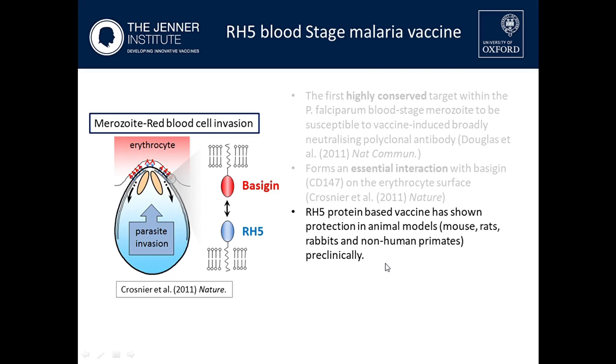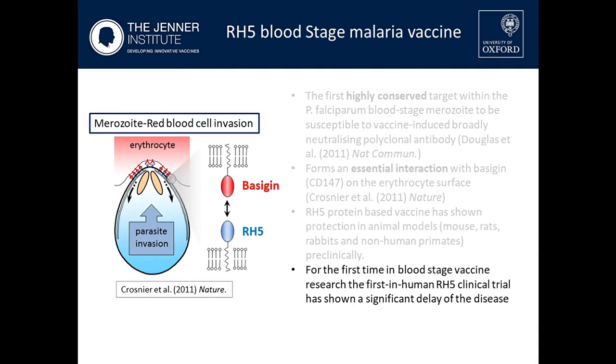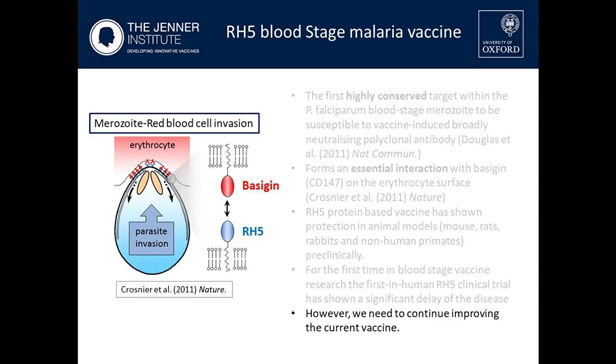Rh5 protein-based vaccines have been shown to work in animal models. Rh5 vaccines are able to protect mice, rats, rabbits, and non-human primates. For the first time, a blood stage vaccine has shown, in the first in-human Rh5 clinical trial, a significant delay of the disease. This is great news, but we need to continue improving the current vaccine.